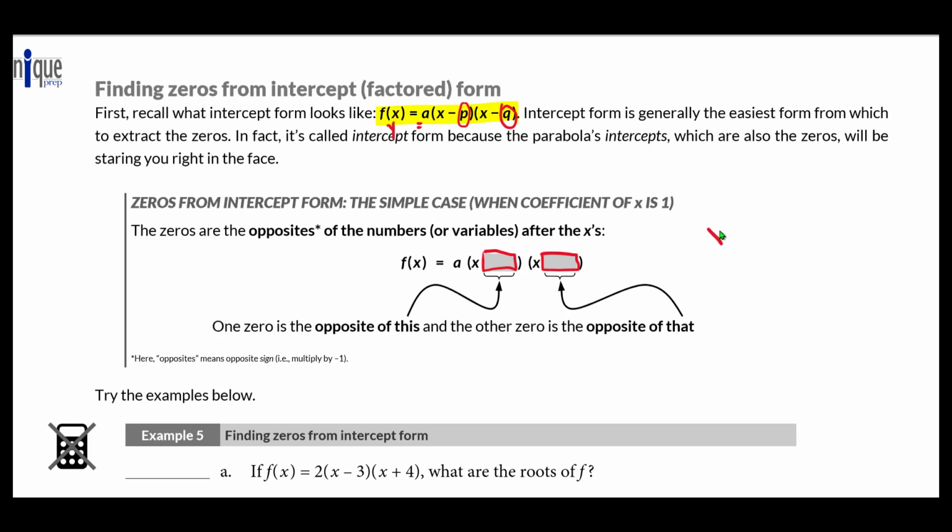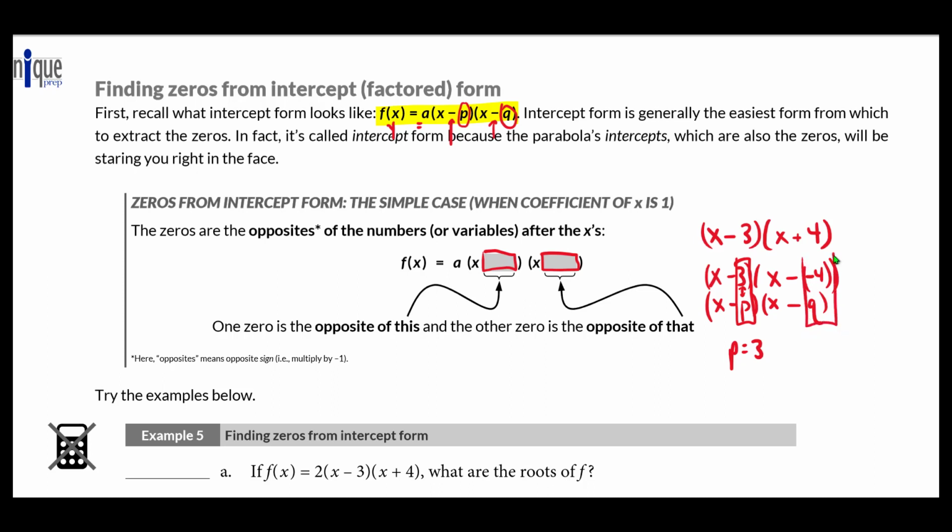So quick example, if I had something like x minus 3, x plus 4, well, if I put this into pure intercept form, which you will notice has a minus there and a minus there, we have x minus 3 and x minus negative 4. And then if we match everything up to intercept form, we have x minus p corresponding to x minus 3. We can see that the p and the 3 are in the same position. And then over here we have the q and the negative 4 in the same position.